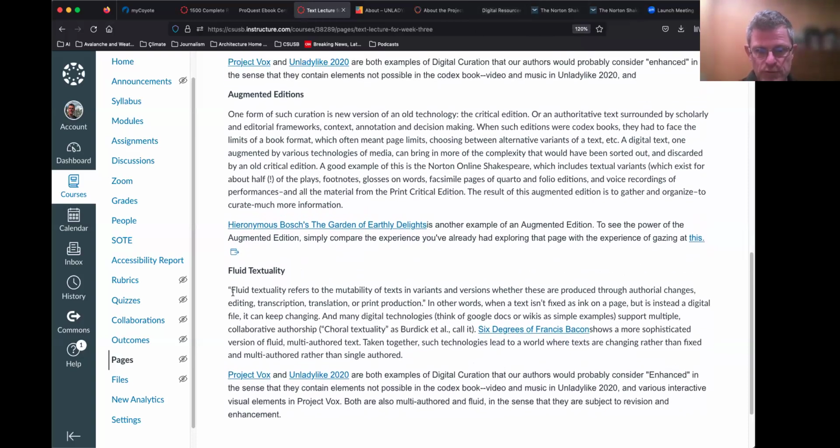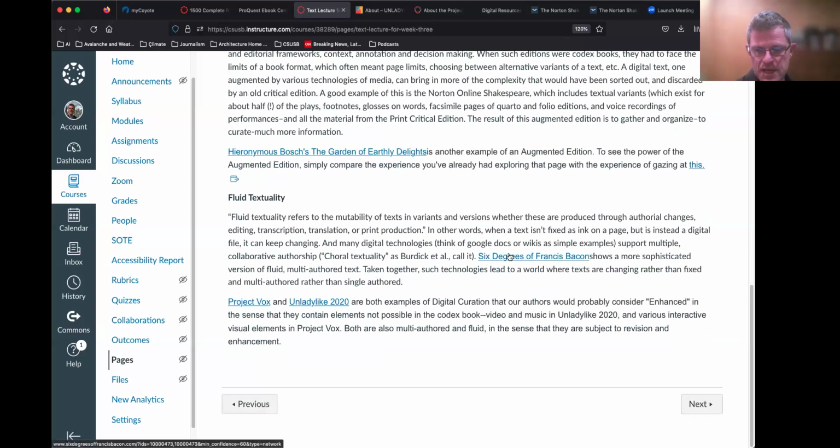Fluid textuality refers to the mutability of texts in variants and versions, whether these are produced through authorial changes, editing, transcription, translation, or print production. In other words, it's not stuck as ink on a page. And because of that, it can keep changing. And so that's one kind of fluid textuality, right?